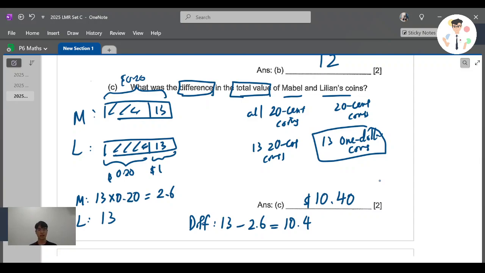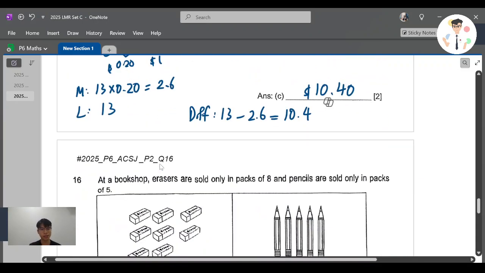It's not a very hard question, but after I looked through different papers from different schools, I noticed that the idea of coins and their value is commonly used in many schools. So it's something good to take note of and to practice more. Okay? Let's move on to our last question here.